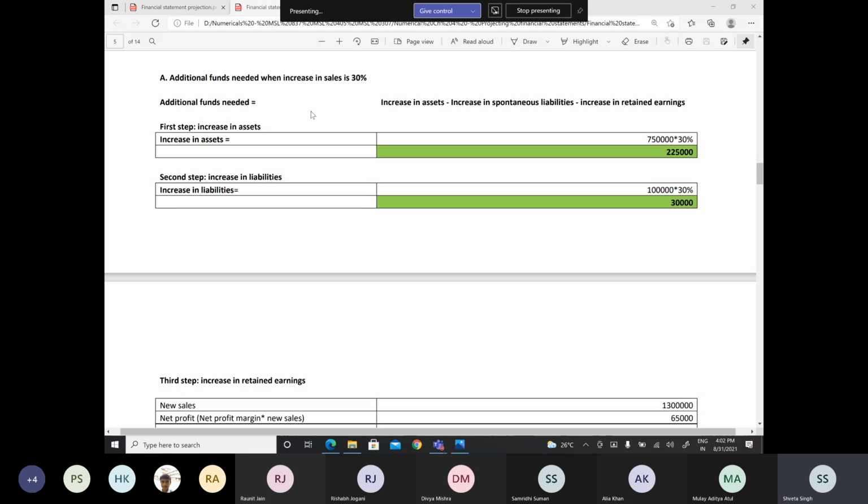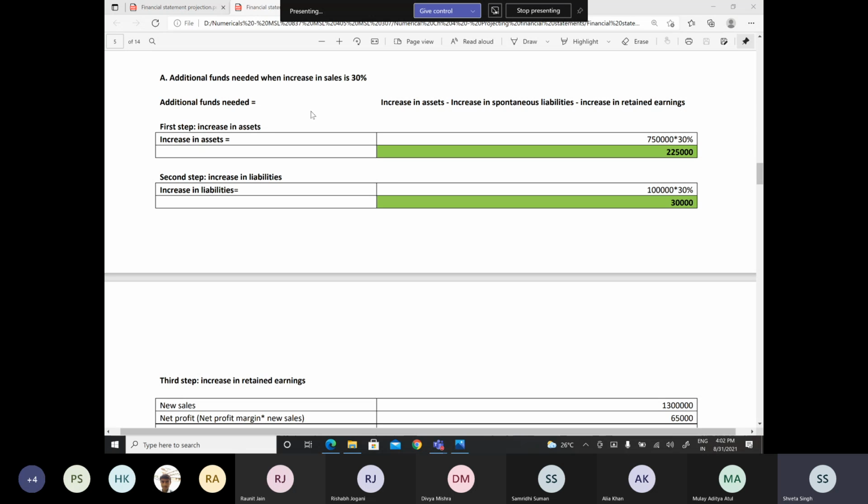Okay. So all you need to do is calculate these 3 steps. First step is calculate increase in assets. We know that assets are 750,000. So if there is a 30% increase, then we need $225,000 more to finance these assets.